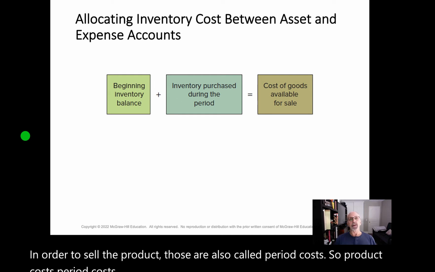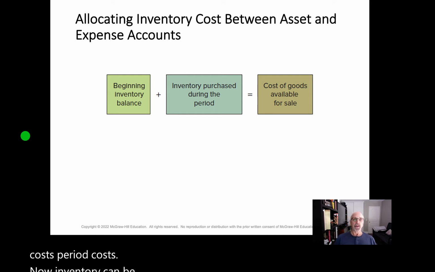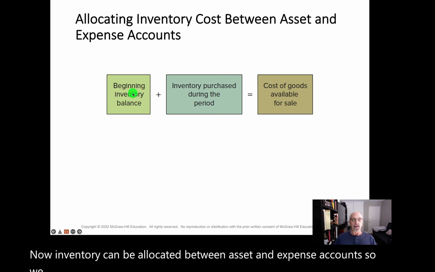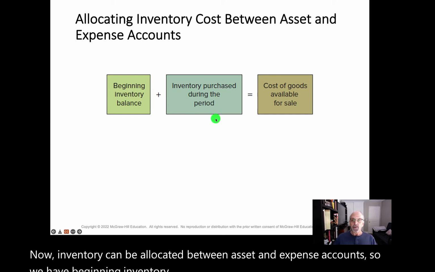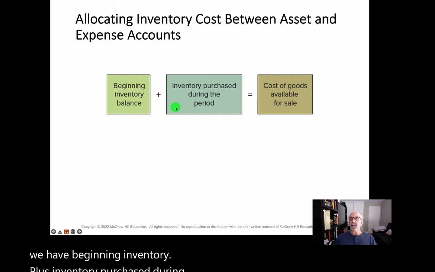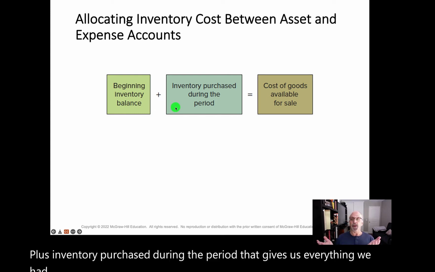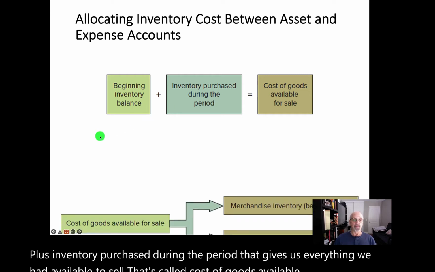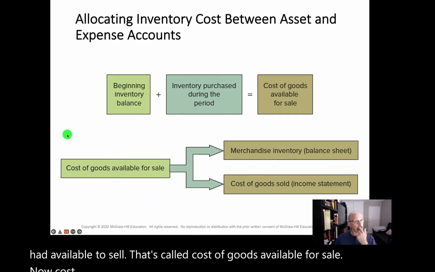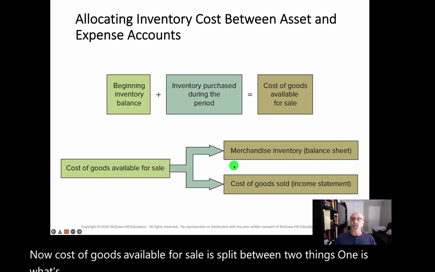Now, inventory can be allocated between asset and expense accounts. So we have beginning inventory plus inventory purchased during the period. That gives us everything we had available to sell. That's called cost of goods available for sale. Now, cost of goods available for sale is split between two things. One is what's left in the merchandise inventory. That's the stuff we haven't sold yet. That's on the balance sheet.